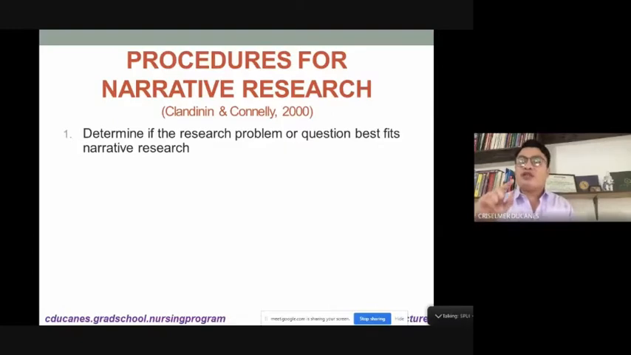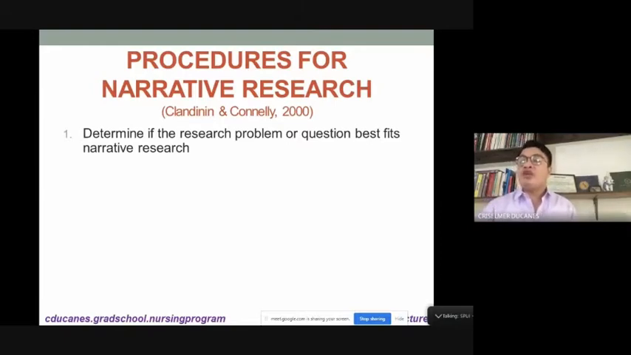Okay, so very important. Usually during the pre-oral defense, the panelists would question why that is the design you used. Okay, you have to really defend that. Because, you know, you would usually see problems that are qualitative in nature, but the methodology used is wrong. Okay, so that is not allowed. Okay, so make sure that in the first step here you really make sure that the research problem or your research question best fits the narrative research.